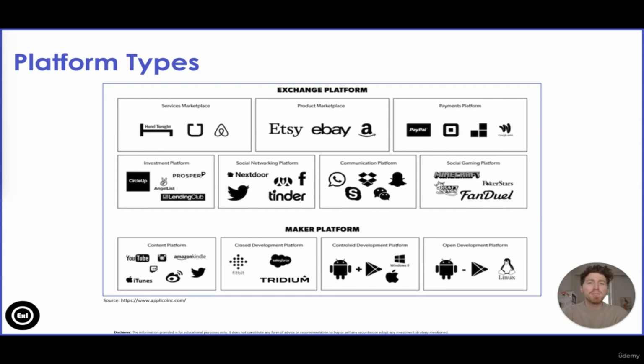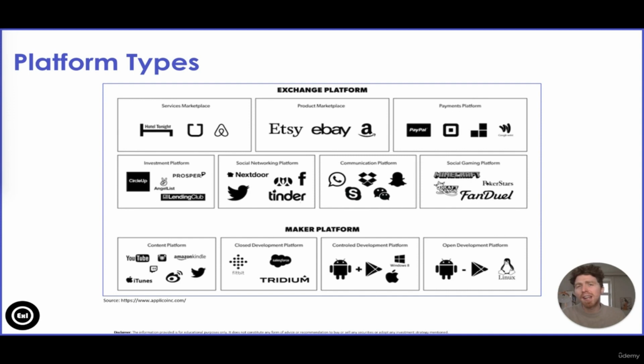The maker platform system is even more concentrated. If you look at YouTube, which is owned by Google, or the Android operating system, which is also owned by Google, or the iOS operating system, which is proprietary and owned by Apple. So as an investor, you have to think about what kinds of platforms exist and how crowded these subcategories are.